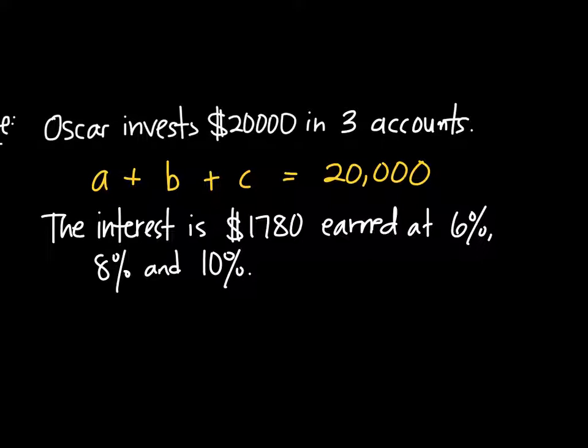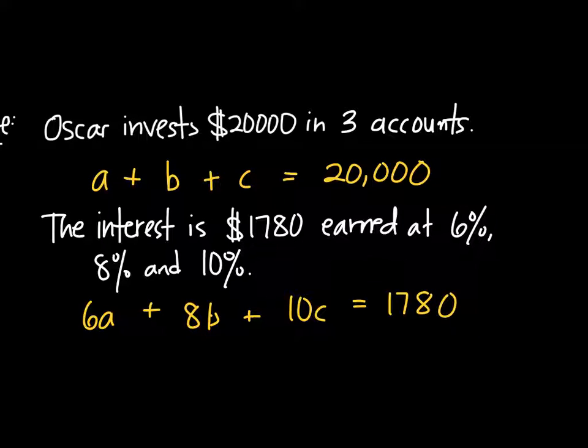6A, and then 8B, plus 10C equals 1780. All right, what do we think? I agree, Grace. It's close. All right, way to put yourself out there.